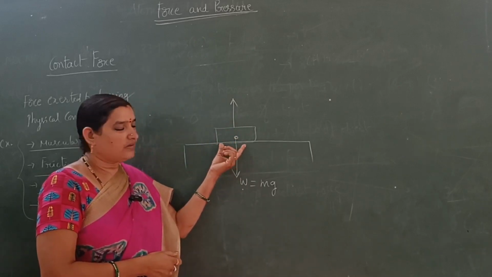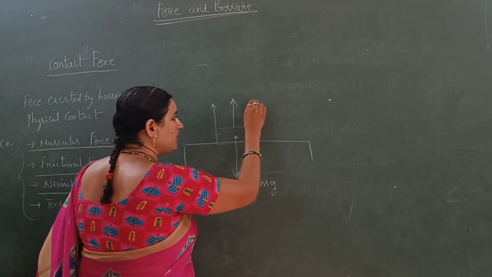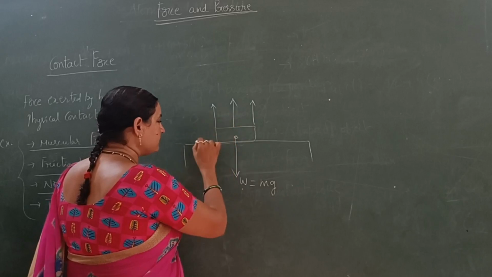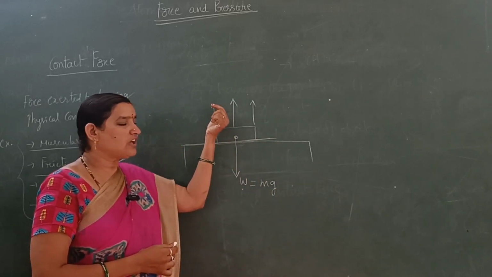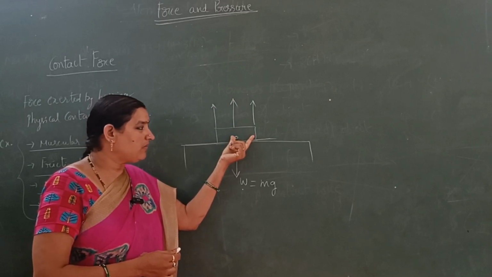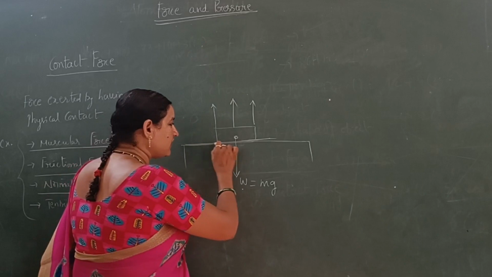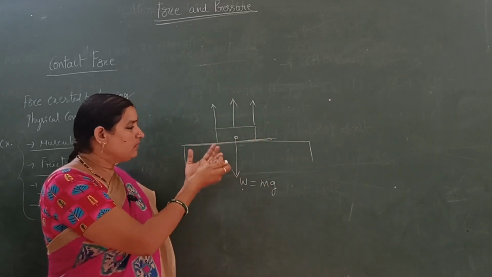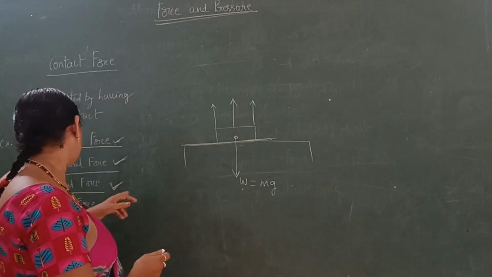Then some other force acts on the body in the opposite direction to the gravitational force, that is called normal force. This force is given by the surface. This surface gives the normal force on the body. That's why the book cannot fall down. If there is no surface here, the book, due to the gravitational force, would freely fall to the surface of the earth. So that is called normal force.